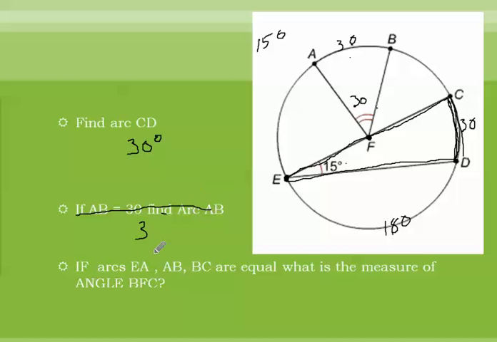Okay? This one down here, it says EA, this arc over here, AB, and BC are all equal. Then what's the measure of the angle BFC over here? Well, if they're all equal, they would all equal, the total would equal 180 divided by 3. This would be 60, this would be 60, and this would be 60. That would make this angle in here 60 degrees. Okay? I made these slides a couple of years ago and they're a little messed up, so I apologize, guys.